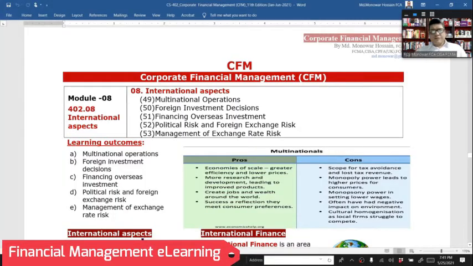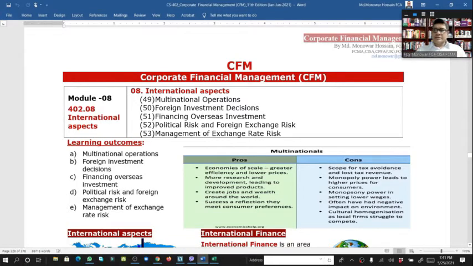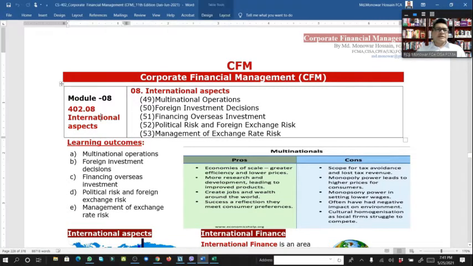We are in corporate financial management, and today we'll discuss the international aspects. This is the last chapter of our syllabus, and within this chapter, that is chapter 8 or module 8, we have 5 topics. What is multinational operation?